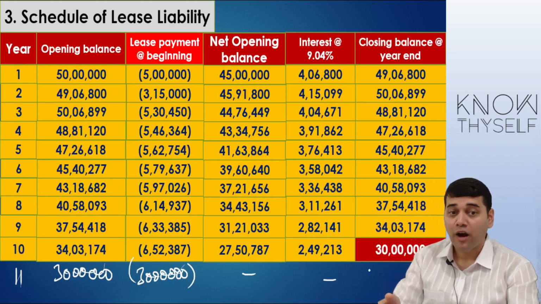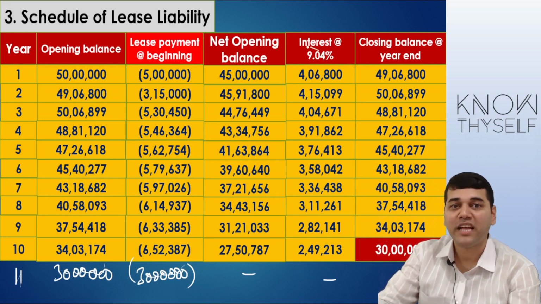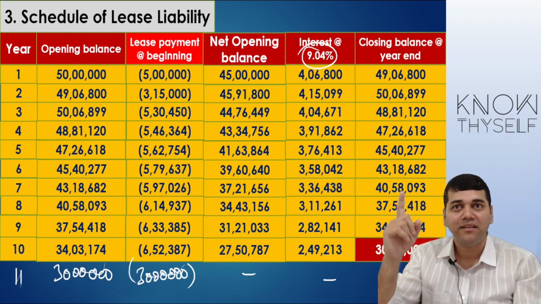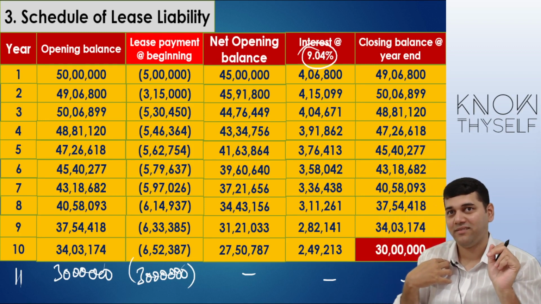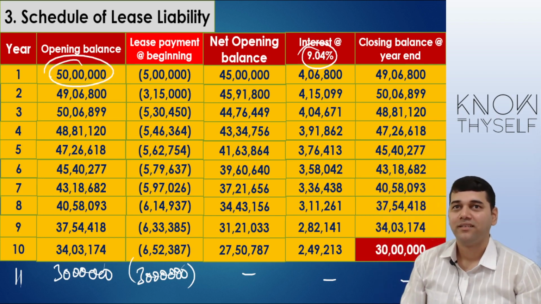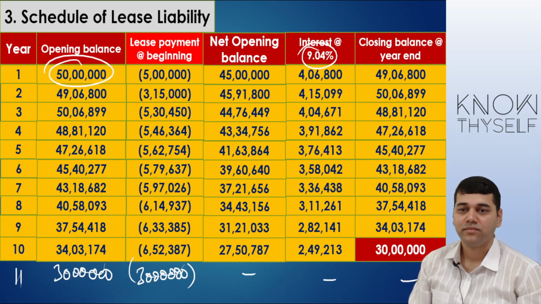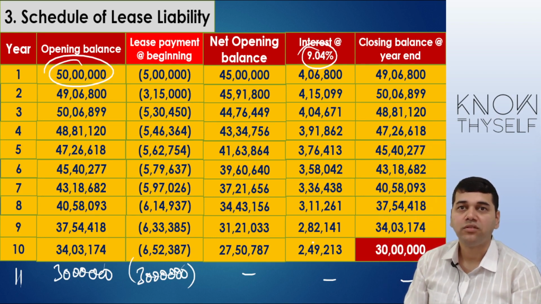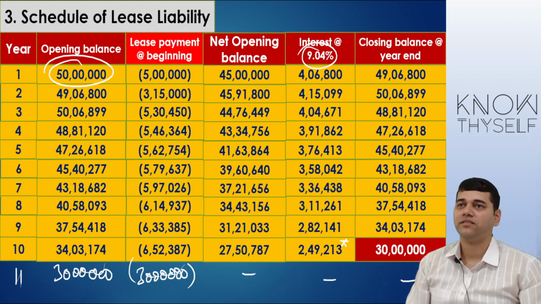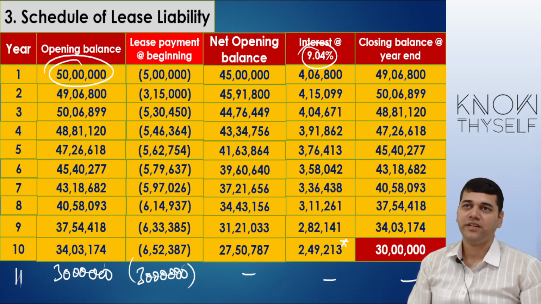Now, first of all, how did you decide 30? That is fair based on 9.04. The 30 is calculated considering my 9.04 IRR. That is why your opening balance, the present value of the future cash flows, became 50. 2,49,000 is the interest, no? You are going to put a star mark for 2,49,000 and say differential interest is adjusted in this 2,49,000. Clear? Perfect. Understood? So you have to spend time on this question.